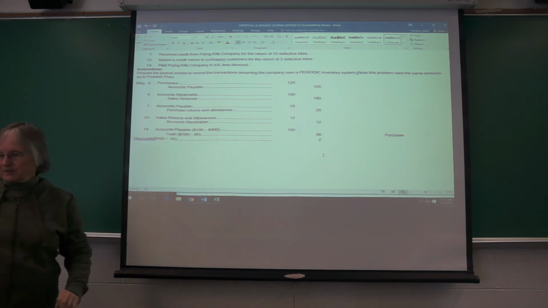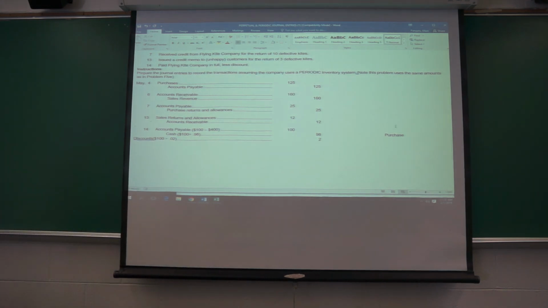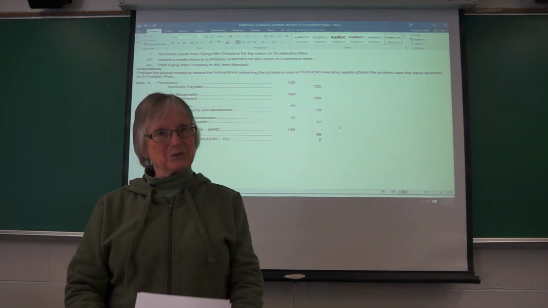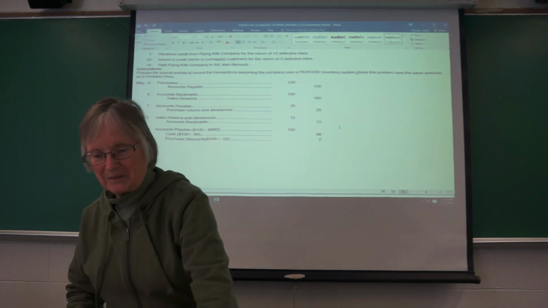And then on the last one, instead of doing the inventory account, we use the purchase discounts. Okay, so that's a little summary of the differences between the perpetual and the periodic.